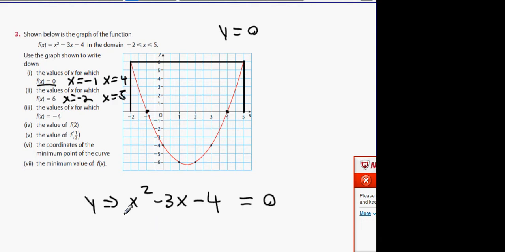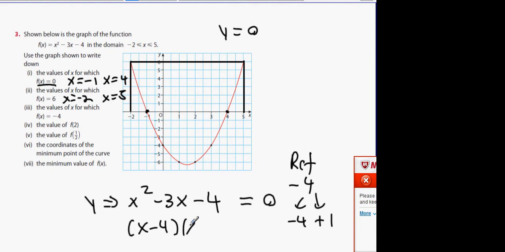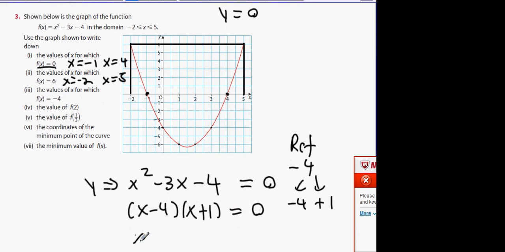Now, when y equals 0, if we were to solve this using the reference number, what happens? What is the reference number for this equation? Minus 4. And what's the two numbers? Minus 4 and plus 1. x minus 4, x plus 1 equals 0. And what do we get next? x equals 4, and x equals minus 1. Are they the same two answers we got here in the first part?